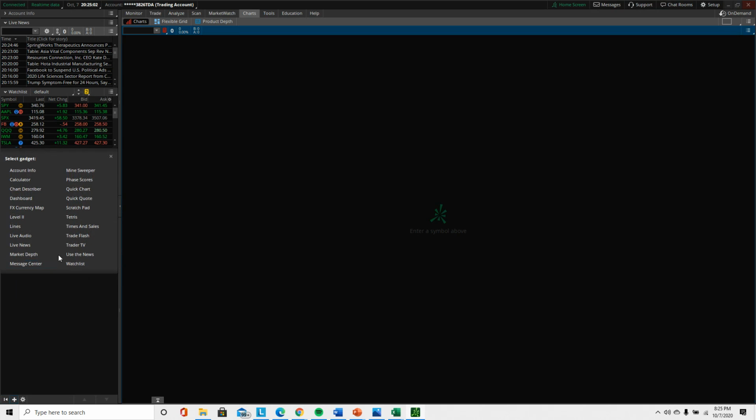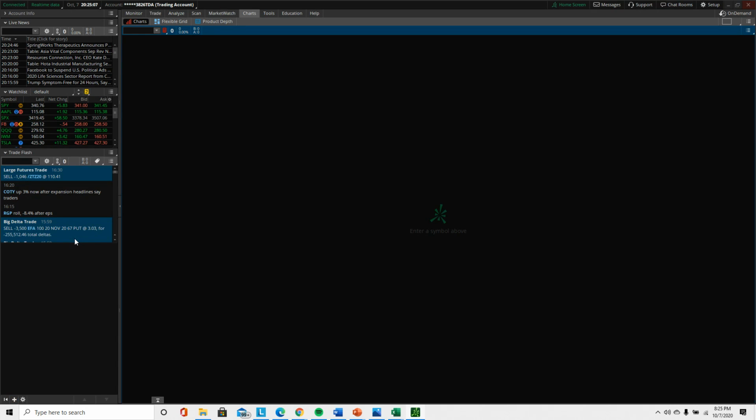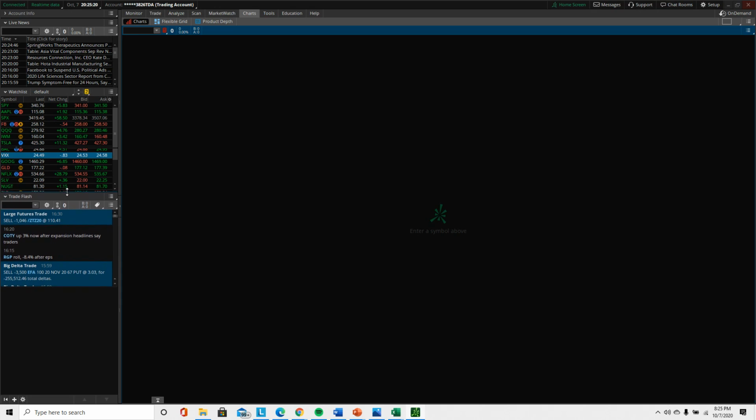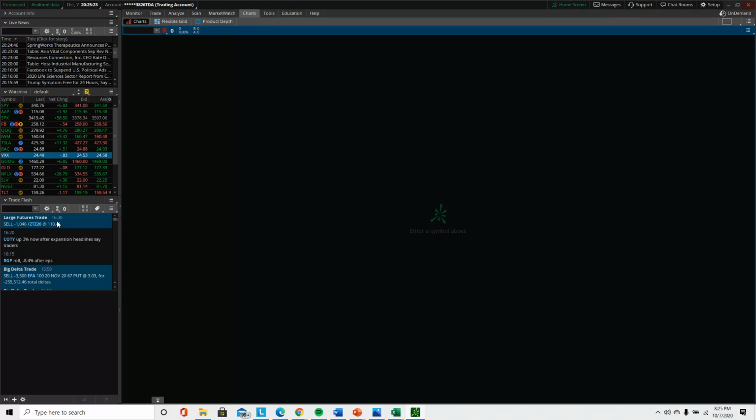Next, we're going to add one gadget, and this is going to be Trade Flash. In a later video, we'll go over each of these gadgets, what they do and how they help. This is not a gadget that you're going to just stare at all day, but it's nice that when certain information comes through, you can see it with the Trade Flash pretty quickly. Now we have our watch list, and we like it alphabetical because it's easier to search and find what you're looking for.